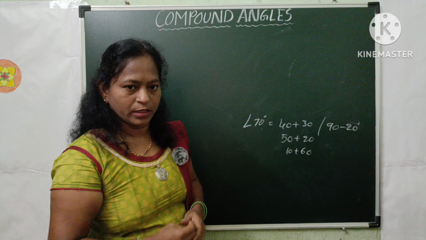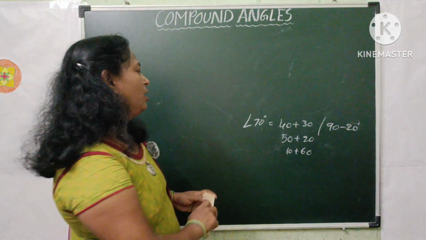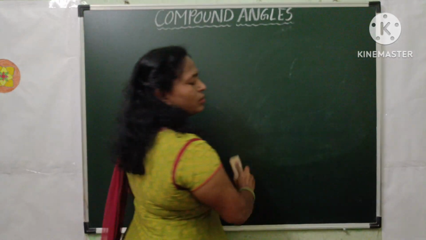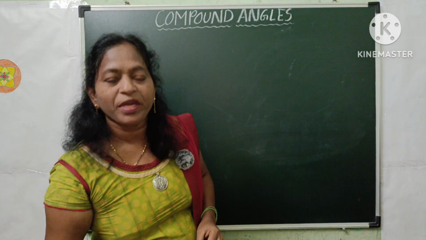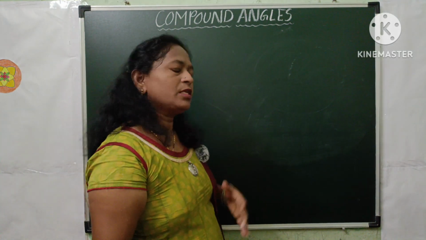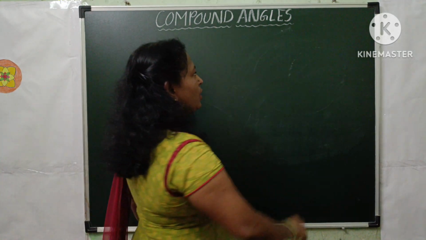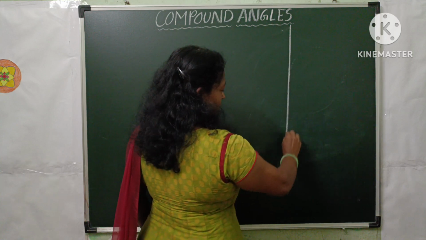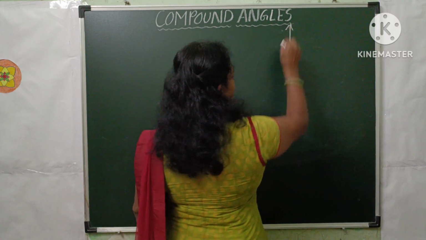So compound angles means we write an angle as a sum or difference of two angles. Now we have to find sin A plus B and sin A minus B. There are many formulas, and we will discuss all of them. Now let us draw the x-axis and y-axis.